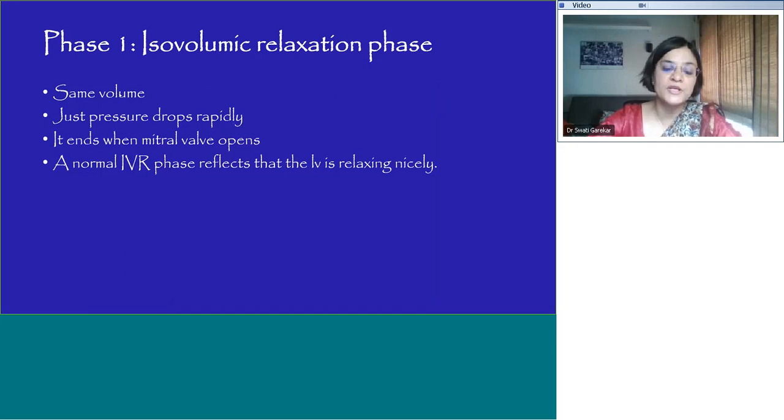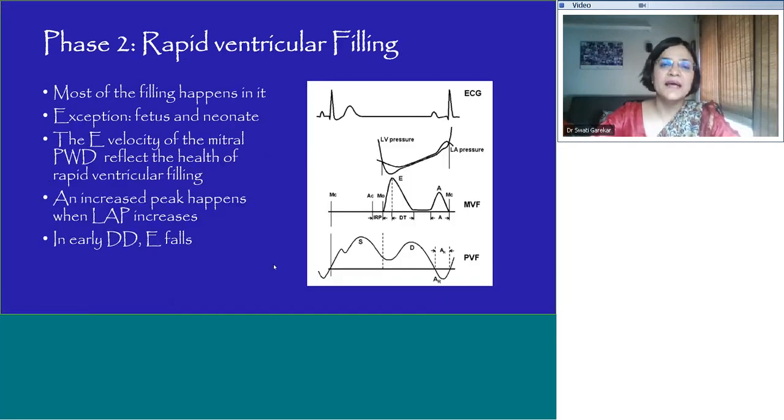LV peak systolic pressure in an adult is 120, in an infant is 80 mmHg. So that pressure has to come down to close to 0. So there is a rapid pressure drop, and it ends when the mitral valve opens. The mitral valve opens because the LV diastolic pressure becomes lower than the left atrial pressure. A normal isovolumic relaxation time reflects that the LV is relaxing very nicely. And diastole is all about analyzing relaxation of this LV and also how it fills in the late phase of diastole.